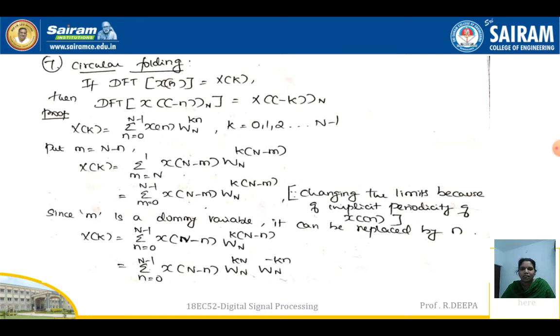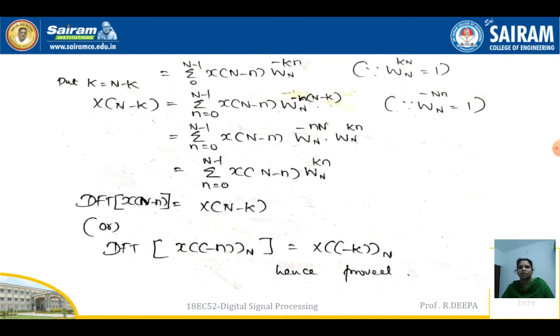In the next step, I am going to segregate W_N into two terms as W_N power of kN into W_N power of minus kn. And here you can observe the value of W_N power of kN is 1, which I am going to substitute in the next step. So as I told, W_N power of kN is equal to 1, which is replaced here. So I am getting X(k) is equal to summation 0 to N minus 1, x(N minus n) W_N power of minus kn.